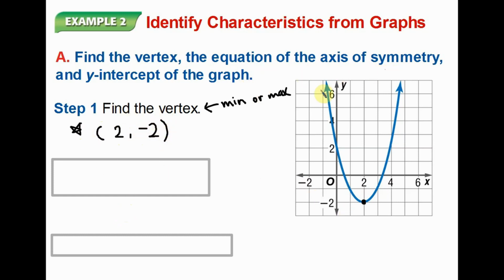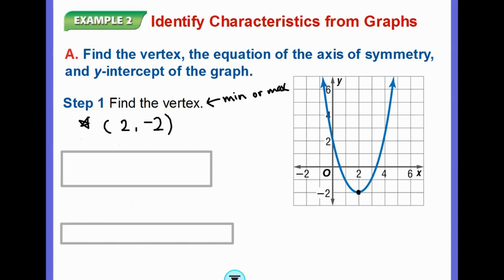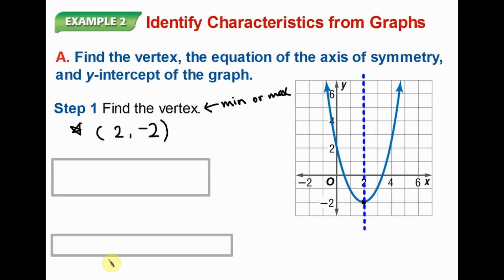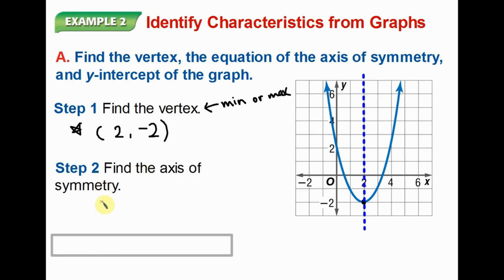For the second part, they're asking you to find the axis of symmetry. So by looking at the graph, you can find there is an axis of symmetry on this line. So I'm asking you, what is the x value of this point? So in this case, if you want to find the axis of symmetry, my x is equal to 2, and this is going to be your second part of the answer.